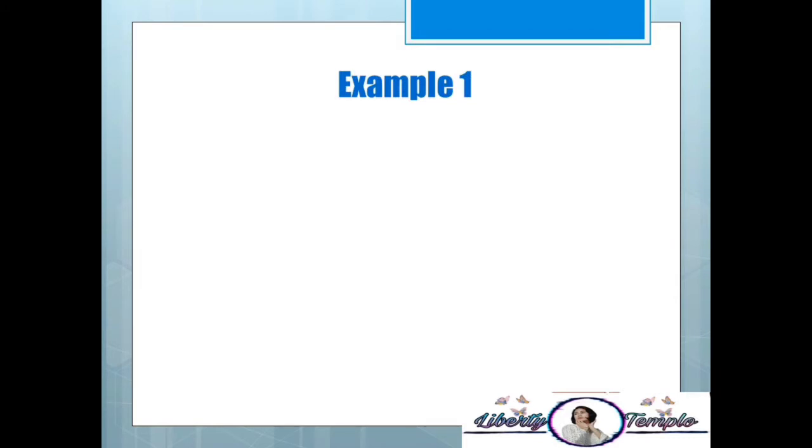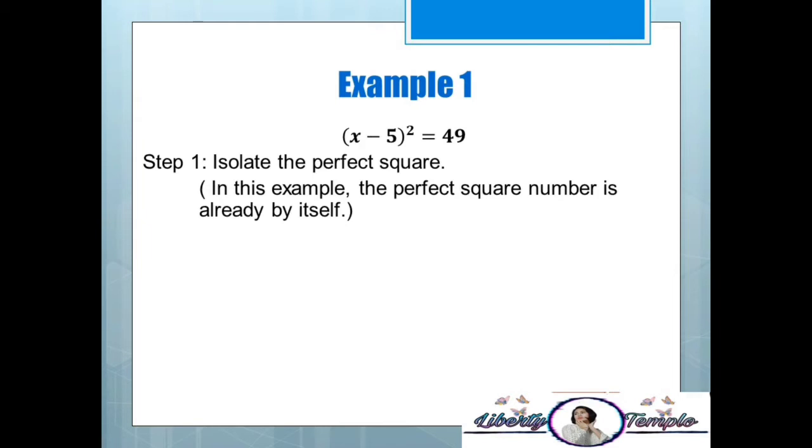So let's have the first example. Let's say we have the quantity of x minus 5 squared is equal to 49. So going back, the first step is to isolate the perfect square. So in this example, the perfect square number is already by itself. That is 49.